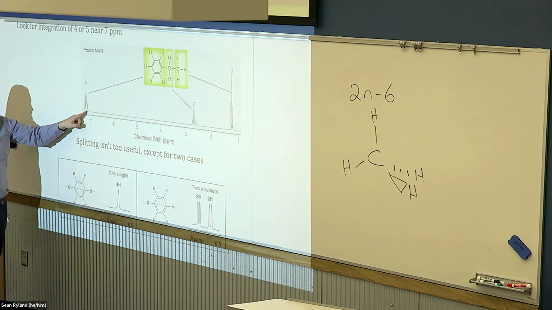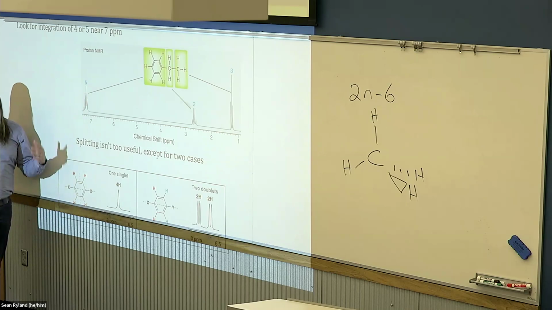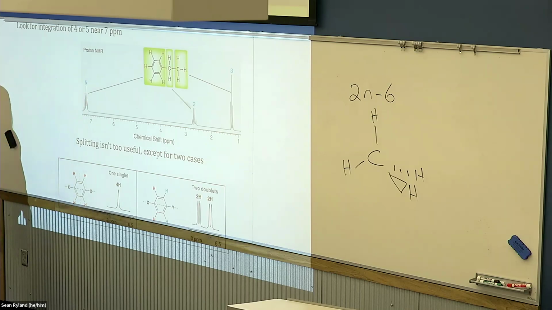And it really doesn't matter if its integral is 5. The integral is 5, then what do we know? Which means it's a mono-substituted benzene. And it doesn't matter where you put it because all the positions are identical to each other.